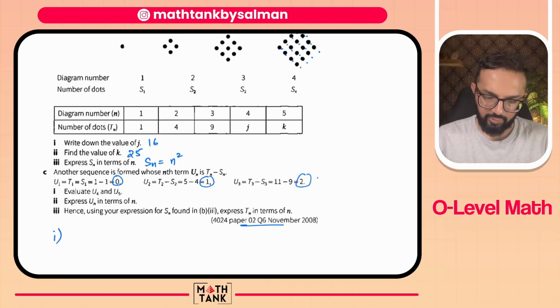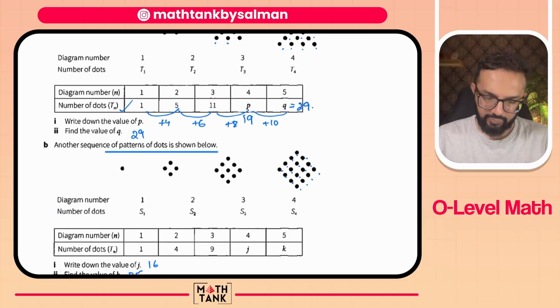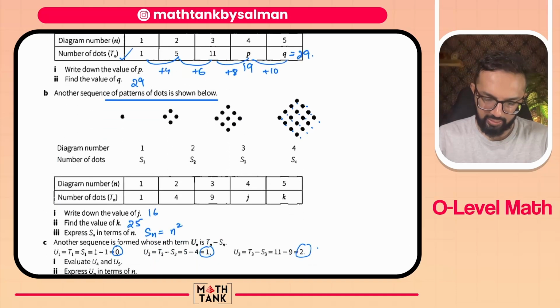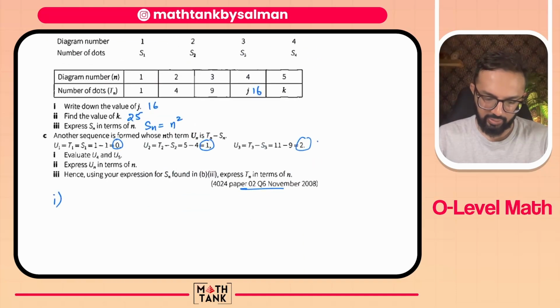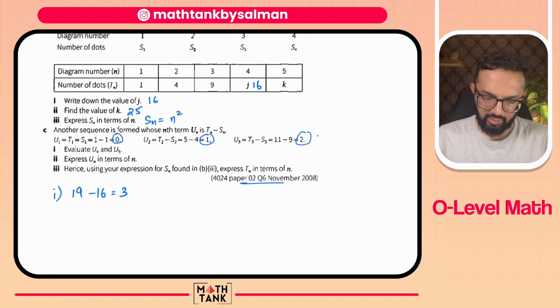Evaluate u4 and u5. So that's 19 minus 16. So that's 3. And then I have 29 minus 25. That's 4. So the sequence is just 0, 1, 2, 3, 4. Okay. The next should be 5 and so on.